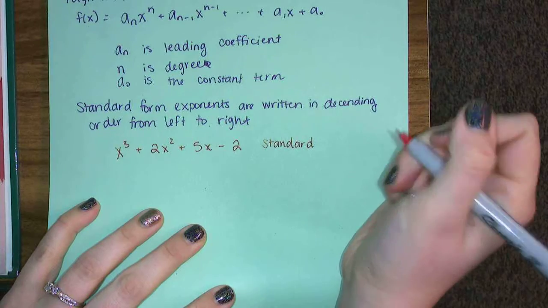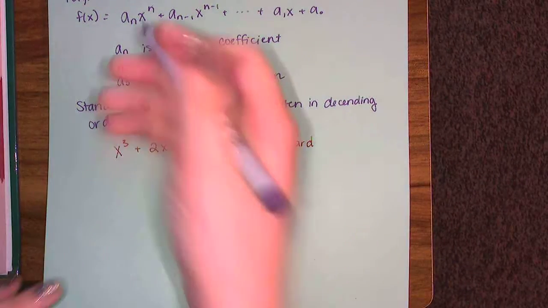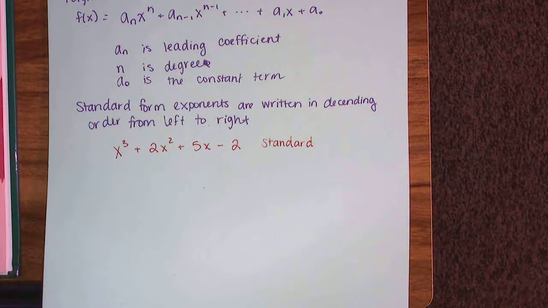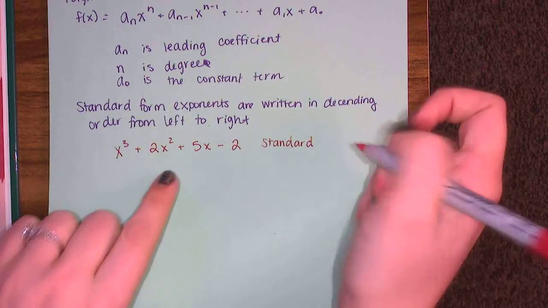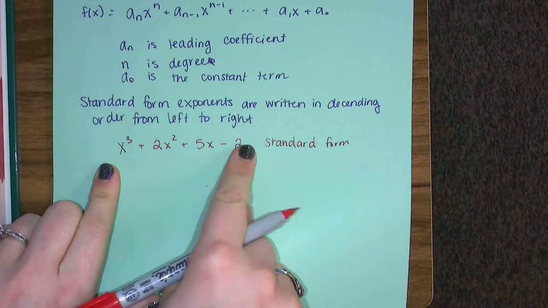A sub 0. Right here? It's a 0. It just didn't connect. No, you're good. So this is written in standard form, because the powers are in decreasing order.